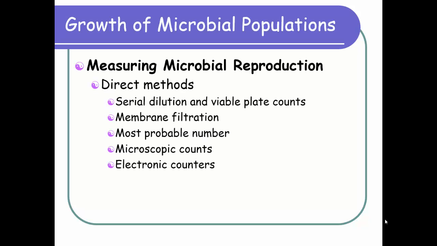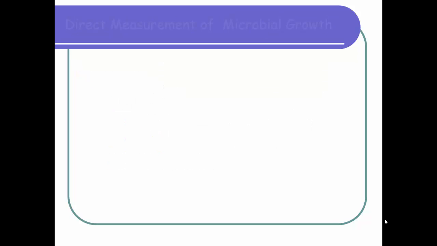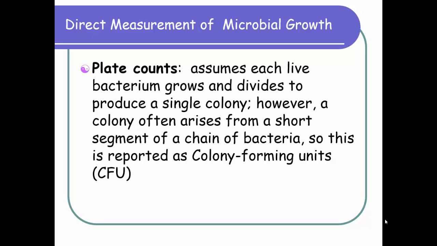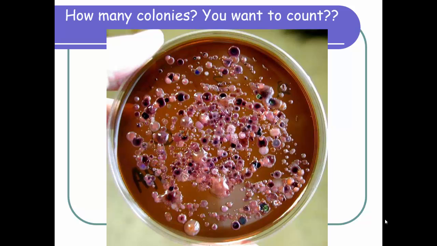Measuring microbial reproduction, we do so in two different ways, either directly or indirectly. Direct methods will include serial dilution and viable plate counts, membrane filtration, the most probable number, and the microscopic counts, which is the most accurate. Nice thing is, though, now we actually have electronic counters that do these microscopic counts for us. Plate counts, we assume that each live bacterium grows and divides to produce a single colony. However, a colony often arises from a short segment of chain of bacteria or cluster, so this is reported as a colony-forming unit.